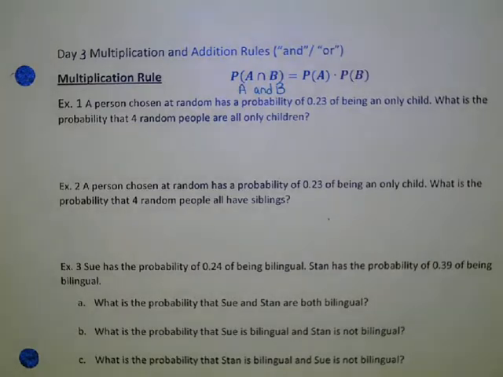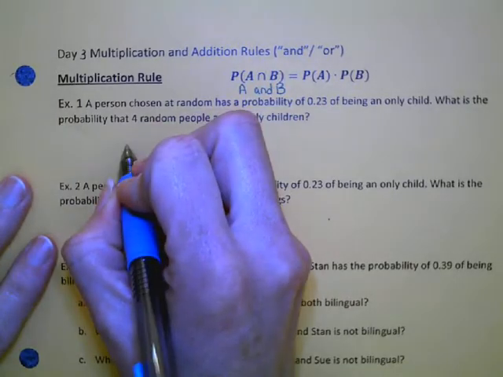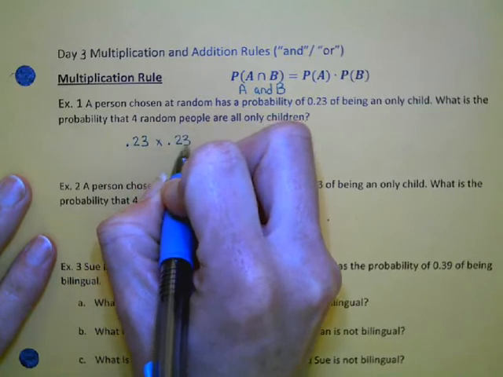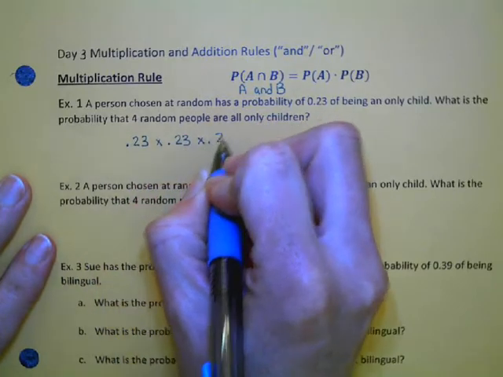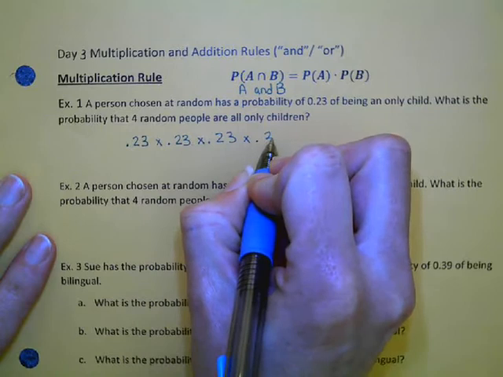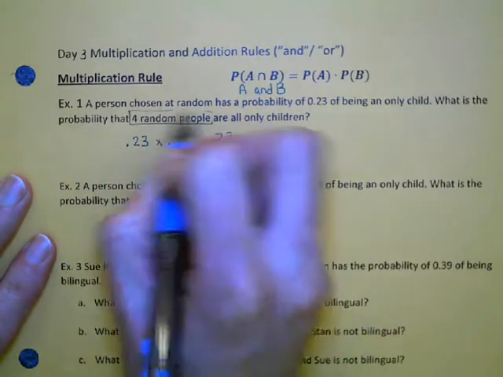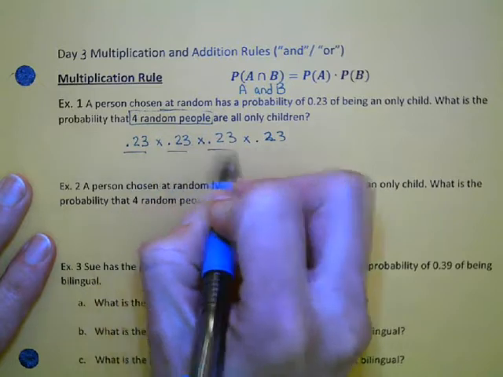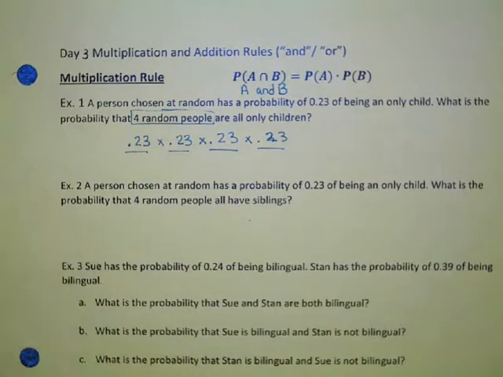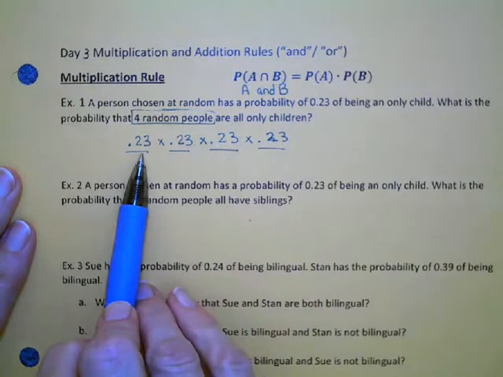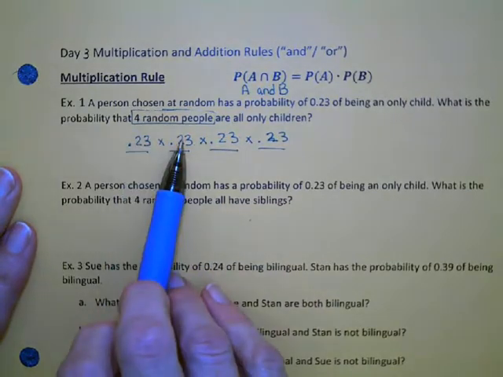So a person chosen at random has a probability of 0.23 or 23% of being an only child. What's the probability that 4 random people are only children? You would take 0.23 times 0.23 times 0.23 times 0.23, because we have 4 random people, so we have 1, 2, 3, 4 times that probability. Because the probability that the first person is an only child does not affect the probability that the second person is an only child.